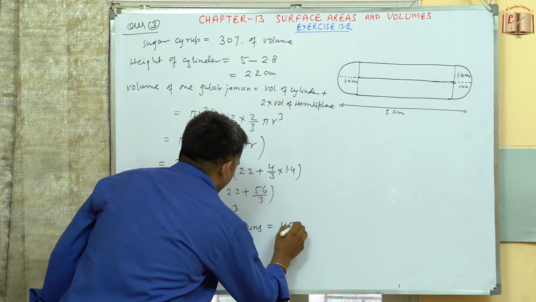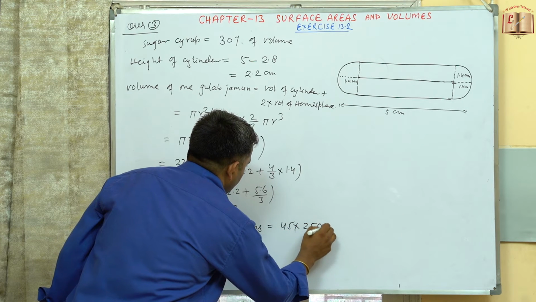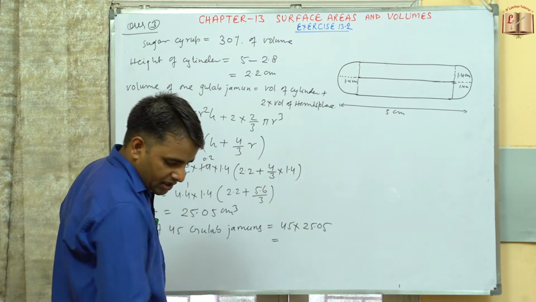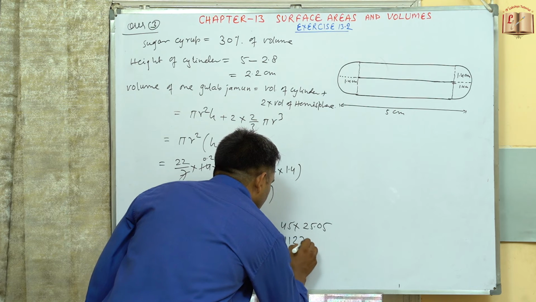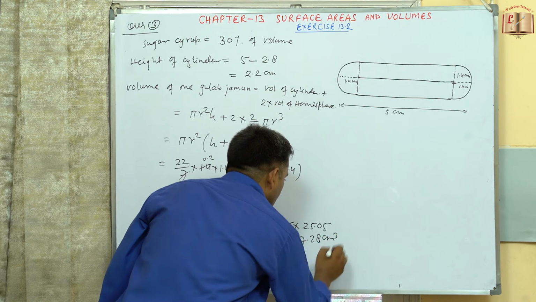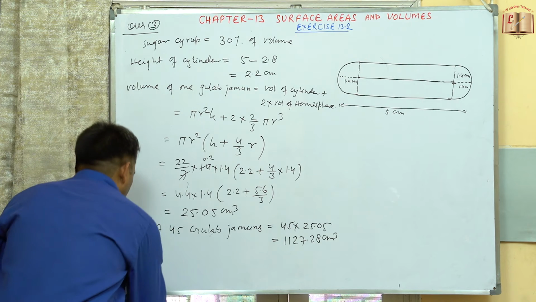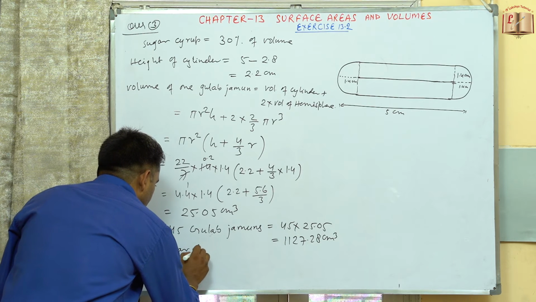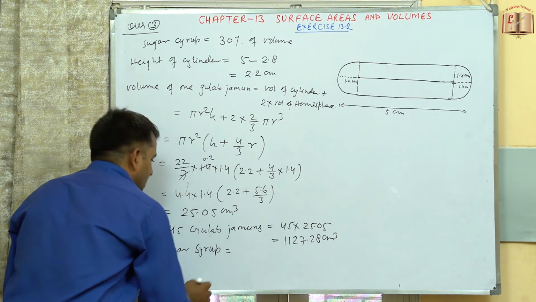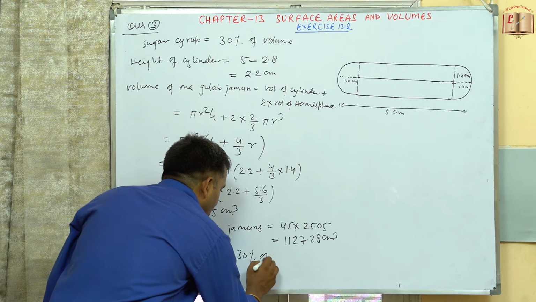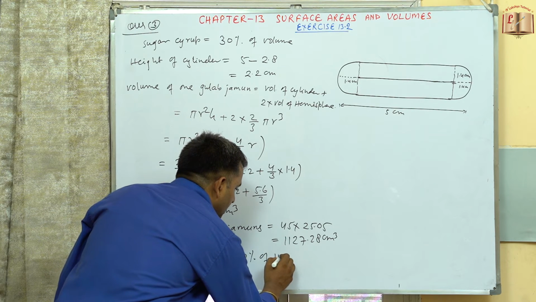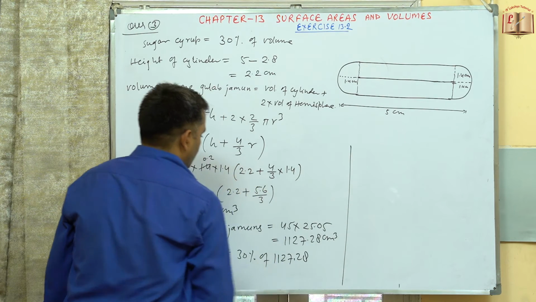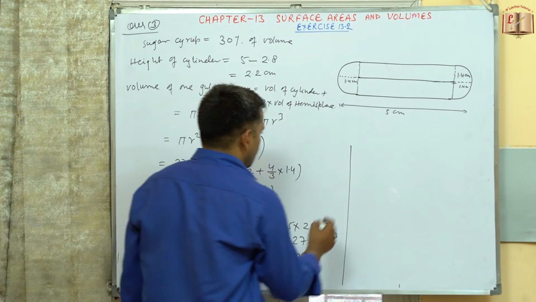So this will be 45 into 25.05. So this will be equals to 1127.28 centimeter cube. So volume of sugar syrup is 30% of 1127.28. So now we can find out the volume of the sugar syrup.